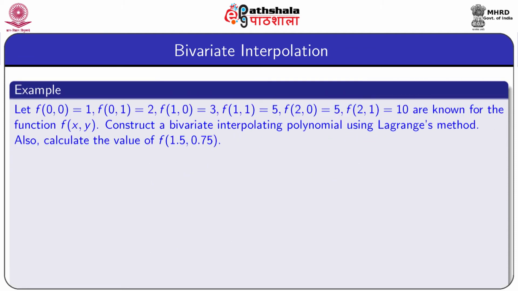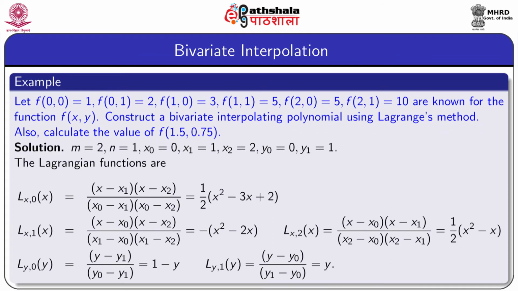Now, we consider an example to illustrate the Lagrange bivariate interpolation method. Let f of 0,0 equal to 1, f of 0,1 equal to 2, f of 1,0 equal to 3, f of 1,1 equal to 5, f of 2,0 equal to 5, f of 2,1 equal to 10 are known. Our problem is to construct a bivariate interpolating polynomial using the Lagrange method and also calculate the value of f at x equal to 1.5 and y equal to 0.75.